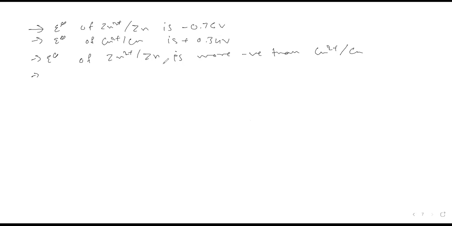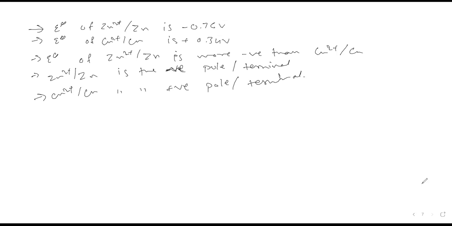That means the more negative terminal, the one having the lower electric potential value, is our negative terminal. In this case, Zn2+/Zn. Now you will get your answer. So Zn2+/Zn is the minus V pole, the negative terminal, and Cu2+/Cu is the positive terminal.